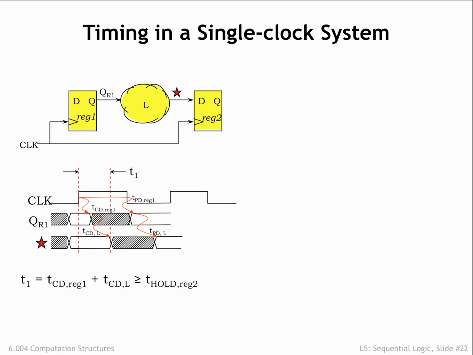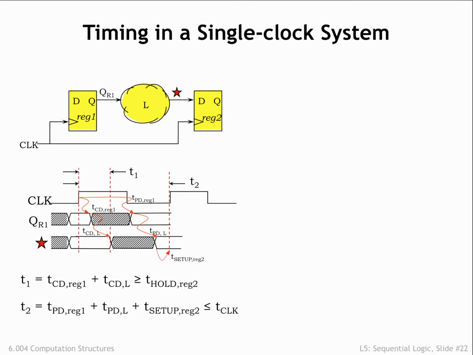Time t1 measures how long star will stay valid after the rising clock edge. t1 is the sum of reg1's contamination delay and the logic's contamination delay. The hold time for reg2 measures how long star has to stay valid after the rising clock edge in order to ensure correct operation. So t1 has to be greater than or equal to the hold time for reg2.